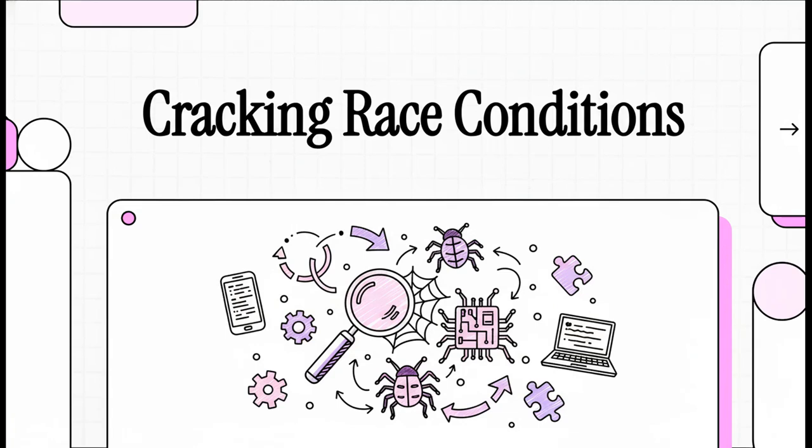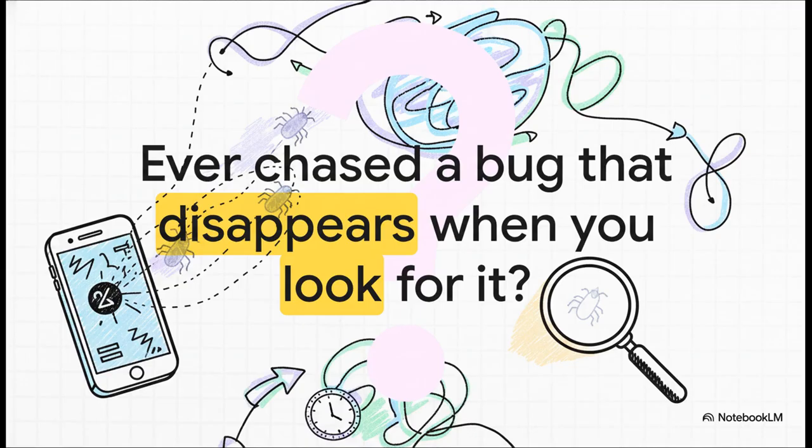All right, we're going on a bug hunt today. And our target? Well, it's one of those mysterious, sneaky culprits that every single iOS developer runs into eventually. We're talking about the race condition. Let's crack this case. You know exactly what I'm talking about, right?